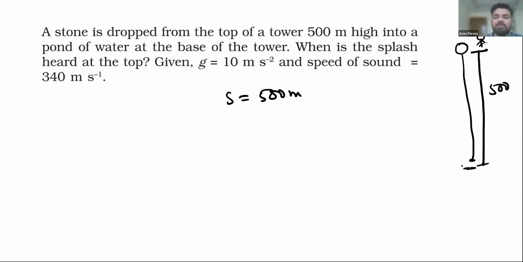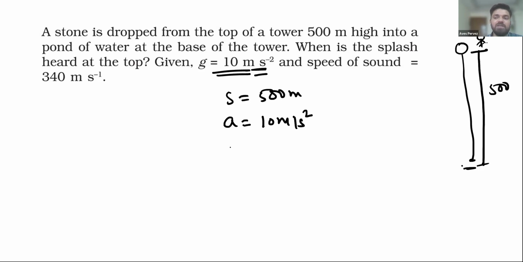Calculate the time. So S is given to you. What is the value of A here? 10 meters per second square. Yes, it is given to you. G means A. You can check it with the acceleration. This is 10 meters per second square. And the speed of sound is given to you. Now S is given to you, A is given to you.